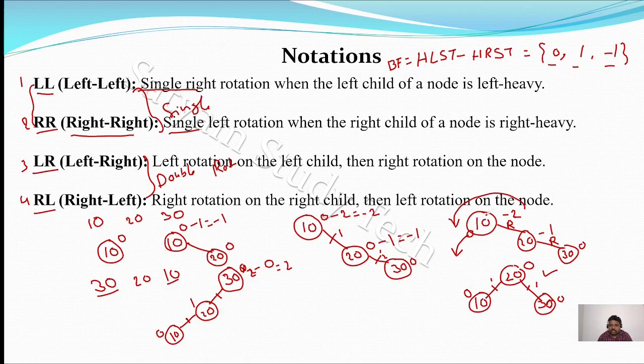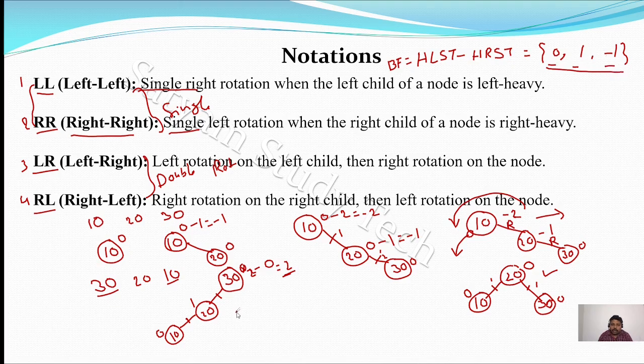In the case of minus 2, the tree is called a right-heavy tree. That means it has more nodes on the right side. Here we get plus 2, so it is a left-heavy tree. That means more nodes are on the left side. Now it is not balanced because the balance factor of 30 is 2. The balance factor must be 0, 1, or minus 1.